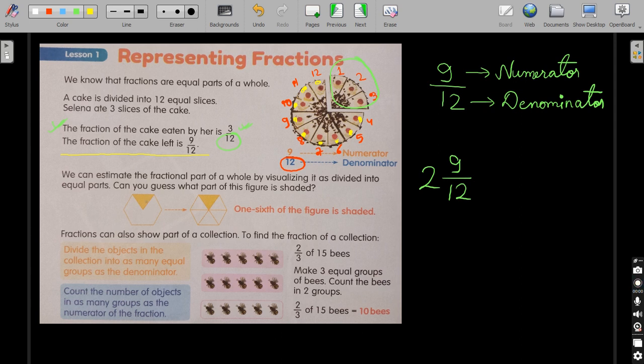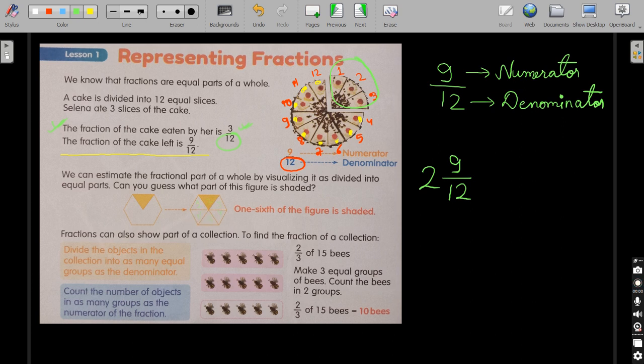Now in place of the cake, let us take a geometric figure, the one given here, the hexagon. Hexagon means 6 sides. Now, as you are able to see on the figure below, the same figure is divided into 6 parts. Let me write it here. The first one is 1, second is 2, 3, 4, 5, 6.